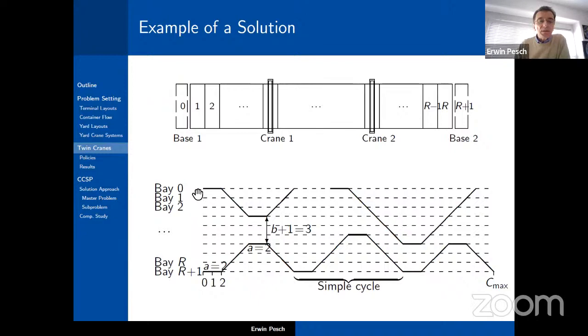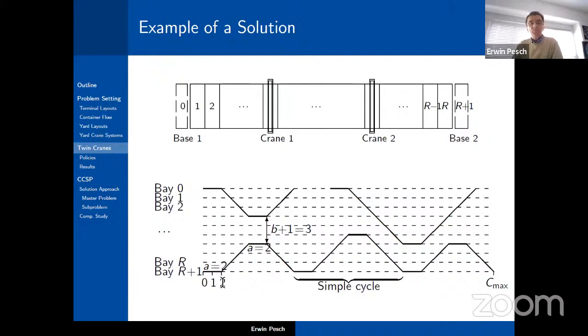So what can happen? The following can happen. Crane number one starts at its base, picks up a container, which takes 2 time units, then carries the container to bay number 3, drops off the container, which again takes 2 time units, returns to the base, waits a little bit until the next container arrives, picks it up, takes 2 time units, continues to bay 6, drops off the container there and returns to the base and so on.